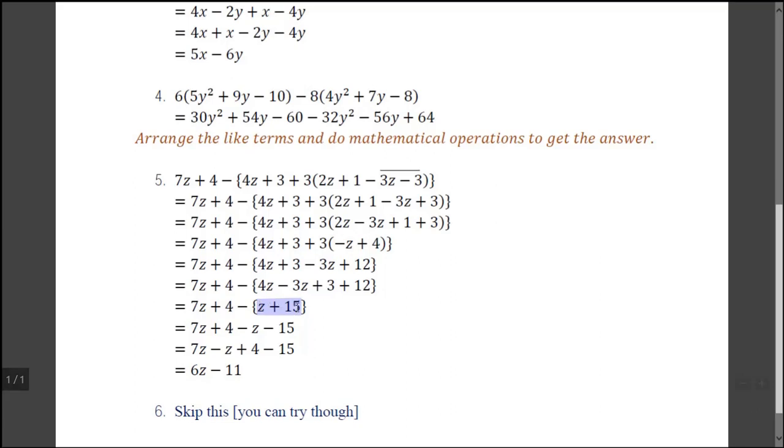Now in this step, you have to open the bracket. So when you open the bracket, it will be minus z minus 15. Now perform the mathematical operation just to get your answer as 6z minus 11. Okay, it's very, very simple. You just have to focus when you have to open the bracket, what to do first.